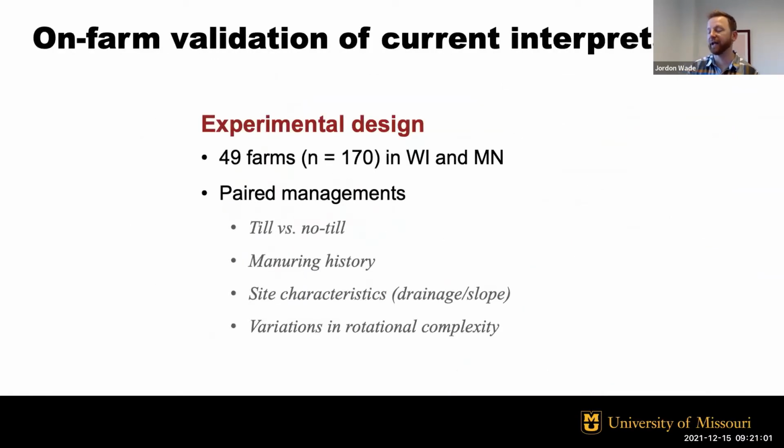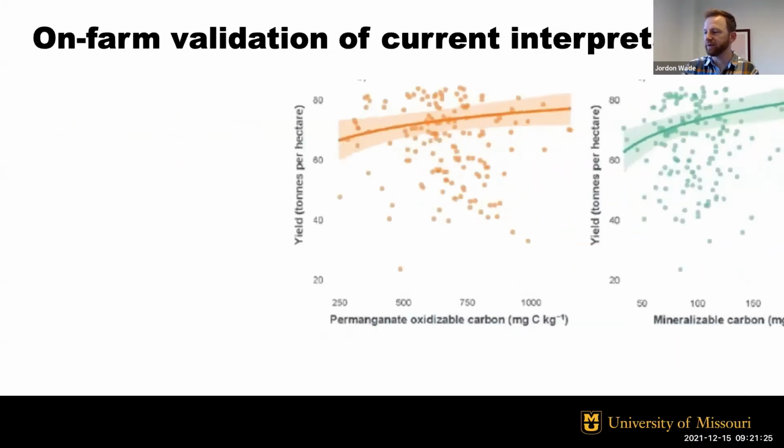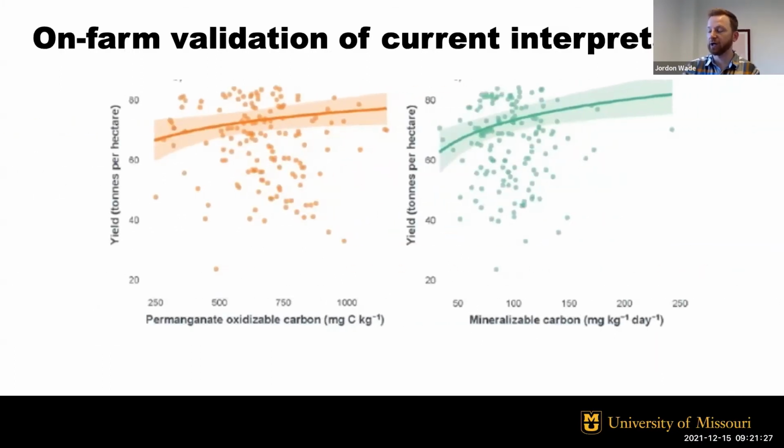Now, of course, we want to validate this in other studies. And so there's been some more on-farm work recently up in Wisconsin and Minnesota, and they had the same approach. They had these paired managements: till, no-till, manure, differences in drainage and slope, rotational complexity, and cover crops, things like that. So this was on 50 working farms up in Wisconsin and Minnesota. And they similarly found a pretty comparable result.